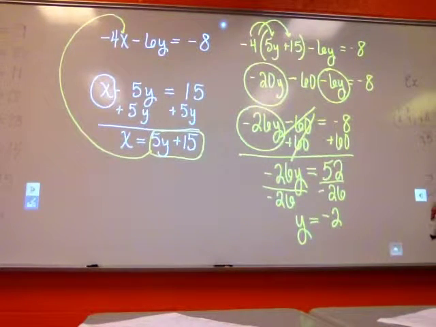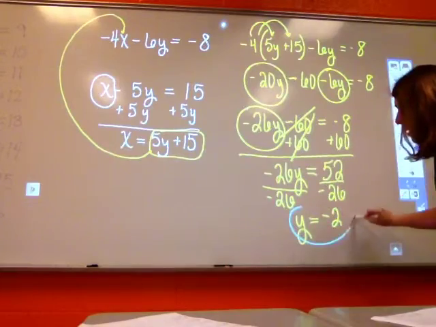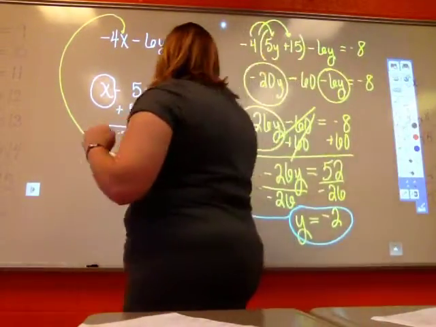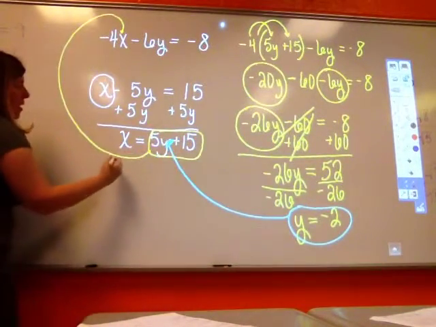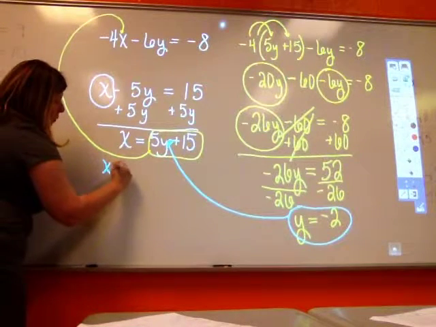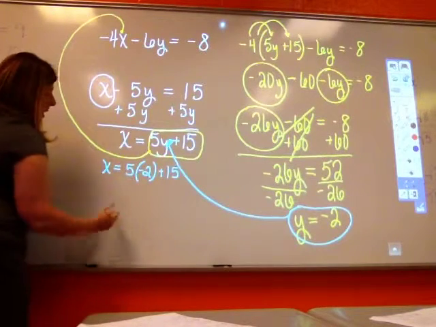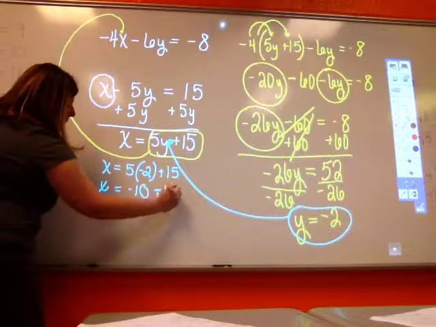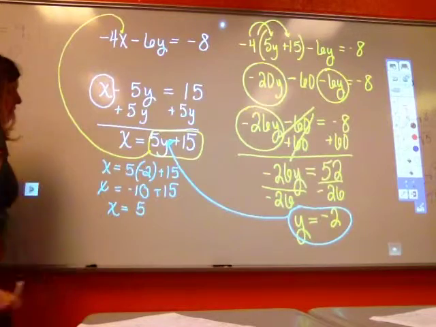Okay? And so if y is equal to negative 2, I can take what I know about y. I know that y is negative 2. And then I can replace my y with the negative 2. So it's going to go right here. So x would be equal to 5 times a negative 2 plus 15. So x is going to be equal to negative 10 plus 15, which means x would be equal to 5.